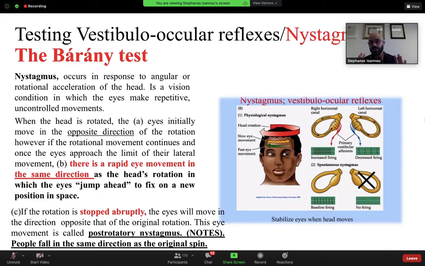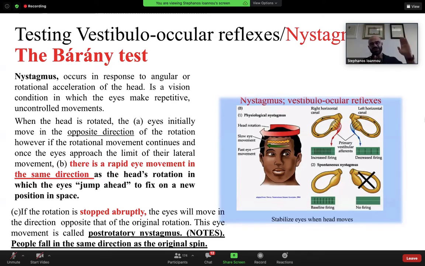If that rotation stops abruptly, then the eyes will move in the opposite direction, and eventually the individual might also lose their sense of balance. This is called post-rotary nystagmus. So what you should remember in this test is that as soon as the rotation starts, we have the opposite direction of the eyes.